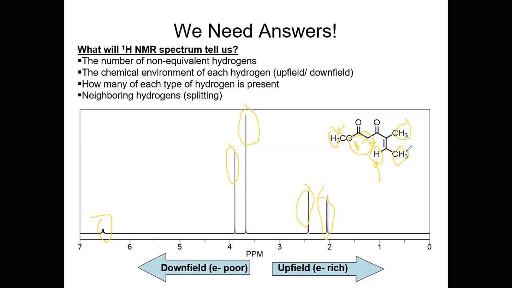And then the 2 CH3s are different. They're not equivalent. Even though they're both CH3s, they're not equivalent. And so each one of these is going to give its own signal, right? And so you have a total of 5 different types of hydrogens present. So that means you're going to get 5 signals.